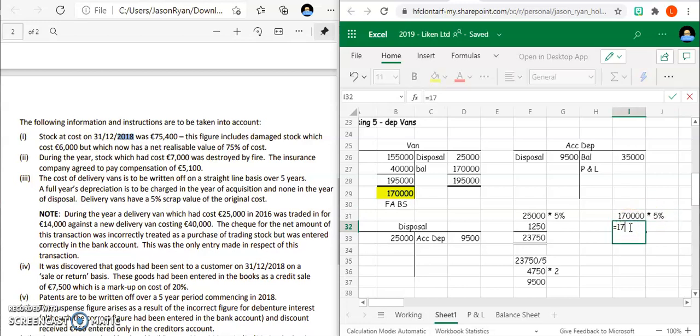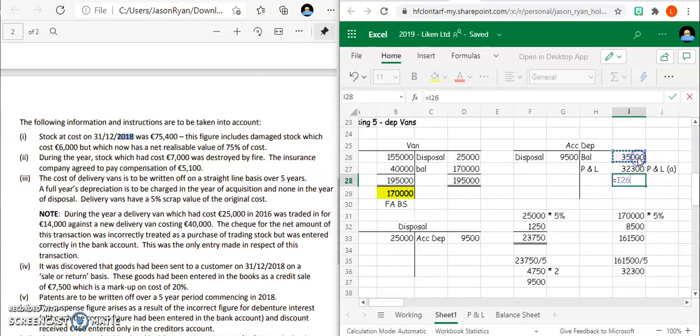So 170,000, 8,500. So the figure we're going to use is going to be 161,500. That's going to be divided by 5. So 32,300. So that's going to be our depreciation figure for this year. So that figure there is going to go into your profit and loss in your administration.